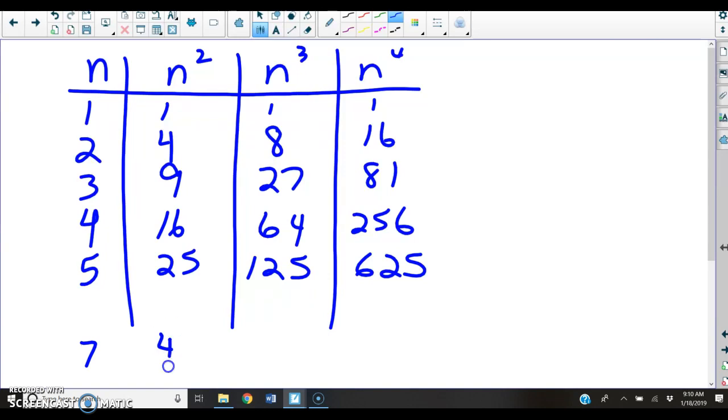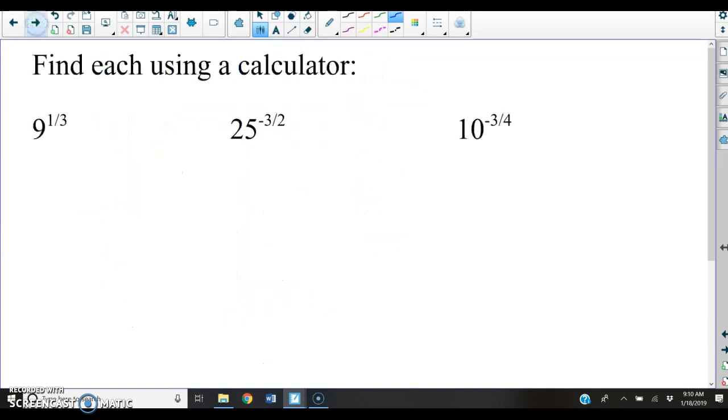7 is kind of nice. This 343 is pretty easy. So if you make yourself a little table, that's up to you. You can use it.